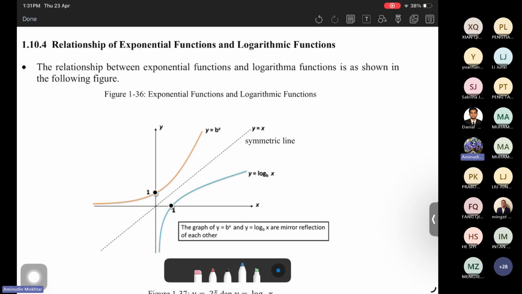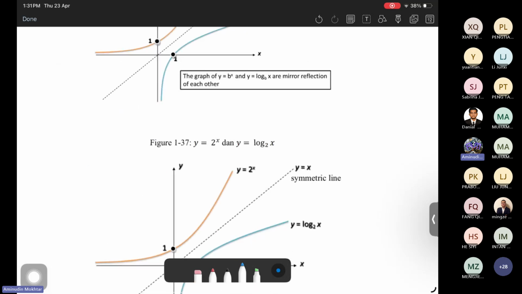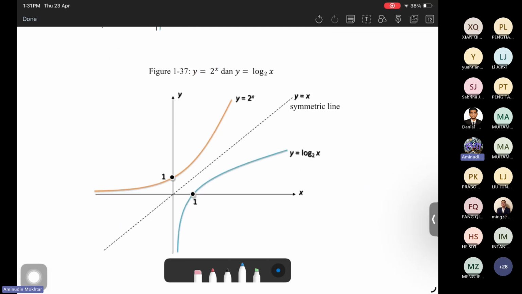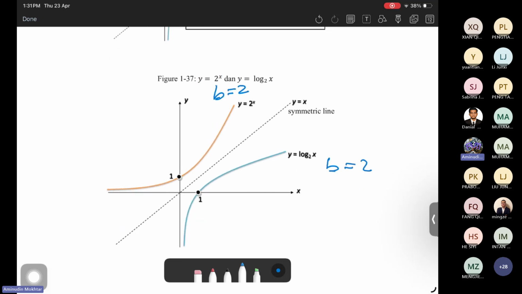And then if we draw the symmetry line, we can see that y equals b to the power x is a mirror reflection of y equals log base b of x. For example, let's say I have y equals 2 to the power x and y equals log base 2 of x. The first one is an exponent with base 2. The second one is a log, also with base 2. When we draw the graphs, they are mirror reflections of each other, with the same base 2 for both log and exponent.